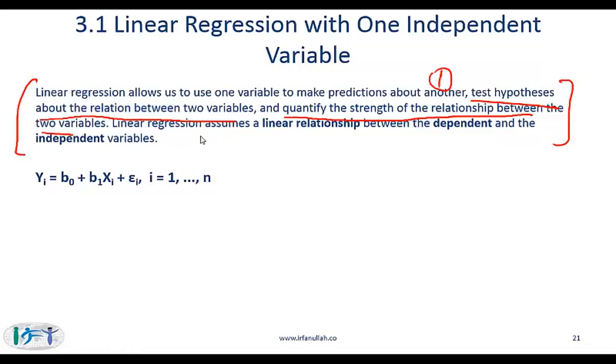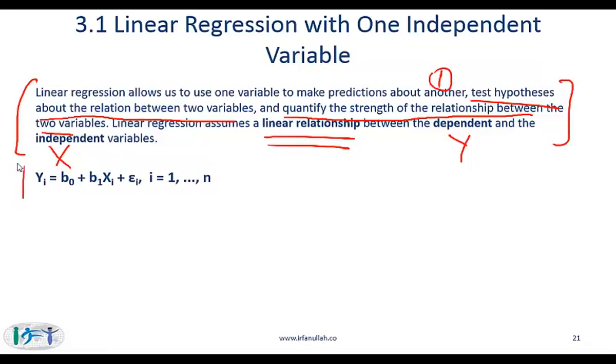As with correlation, linear regression assumes a linear relationship between the dependent and the independent variables. Is this hard to remember? That linear regression assumes a linear relationship. Okay, if you have trouble remembering that, then we'll have a larger issue. Okay, so that is something to know. The dependent variable is generally denoted as y, and the independent variable is generally denoted as x.